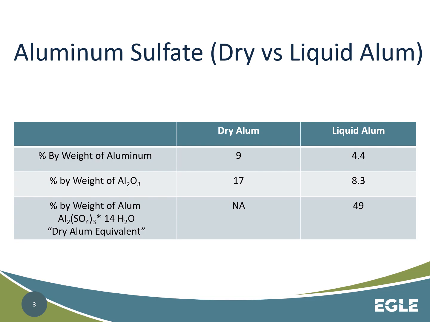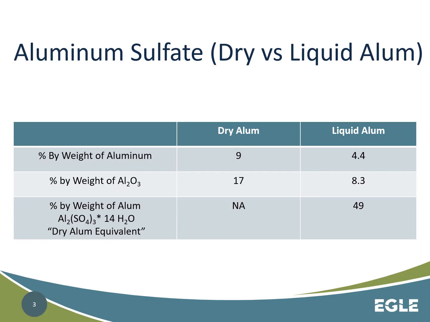With liquid alum, there is the percent by weight of alum as dry equivalent alum. Now, what does that mean? That means that, in this case, liquid alum is 49% percent by weight of dry equivalent alum. If I have 100 pounds of this liquid solution, right?